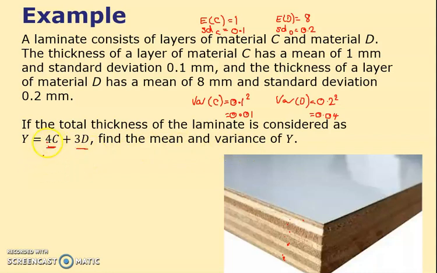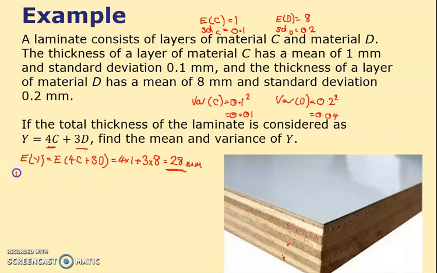Well, notice I've got 4C. So again, using that rule I had just now, I think the E of y, or said differently, the E of 4C plus 3D. I think I've got to just simply do 4 times what I had before, which was 1, plus 3 times what I had before of D, which is 8. Now I think the expectation is always easy. That's 4 plus 24, that's 28. I think it should be 28 millimeters thick.